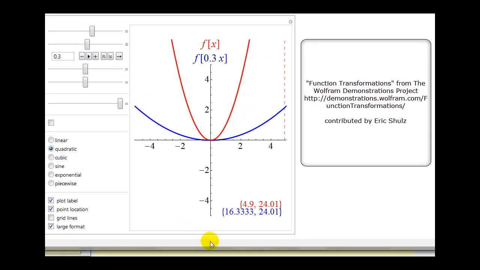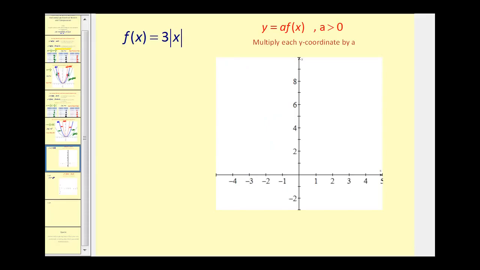Okay, let's go ahead and take a look at some of our own examples. The first thing we need to be able to do is recognize the parent function for f of x. If f of x is equal to 3 times the absolute value of x, let's let our parent function g of x equal the absolute value of x. And we should be able to make a nice graph of this without using our graphing calculators. We should all know this forms a V-shape very similar to this graph.